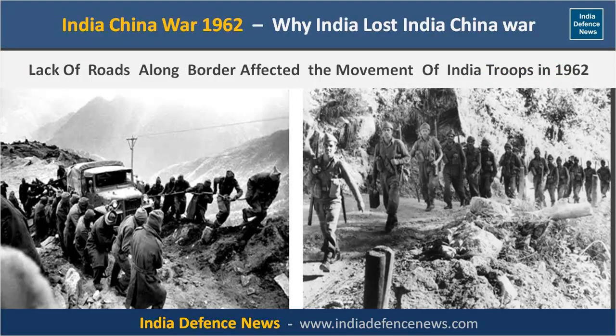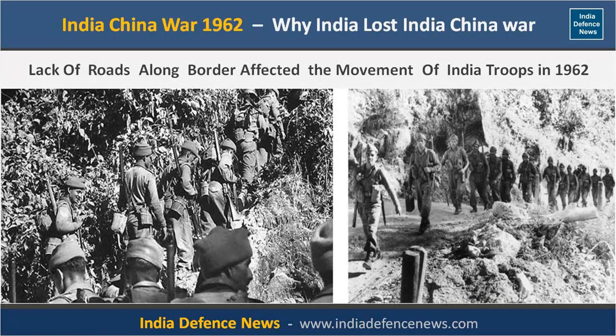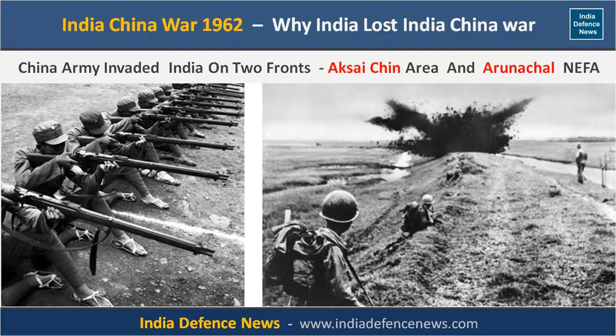Another reason for India's defeat in this war was the lack of infrastructure along the India-China border. The Chinese forces were relatively very well prepared, and China had also created the necessary infrastructure, including a network of roads, in border areas. Whereas the Indian side was totally unprepared, and the absence of roads along the border areas caused major problems for the movement of Indian troops and for providing crucial supplies to the forward Indian positions. Another reason for this debacle was the failure of Indian intelligence.